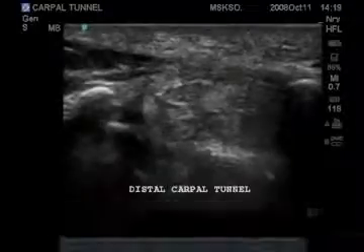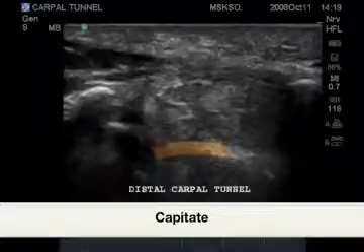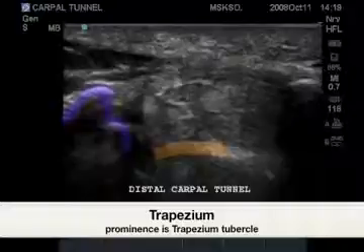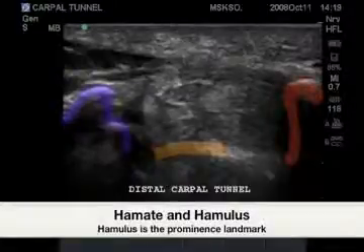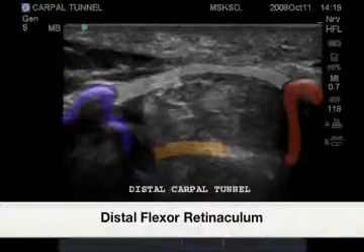Here we have as a landmark the capitate bone, the bony trapezium and trapezium tubercle being the bony prominence, as well as the hamate and hook of the hamate in red, and the distal flexor retinaculum.